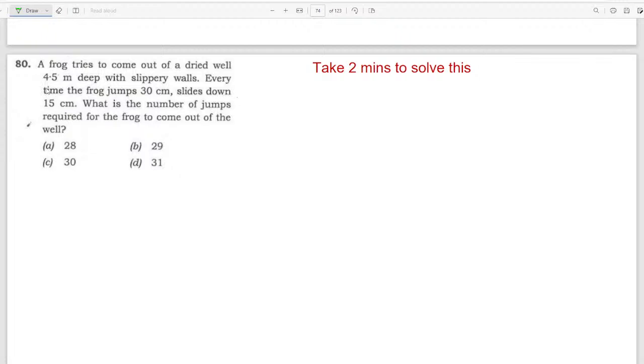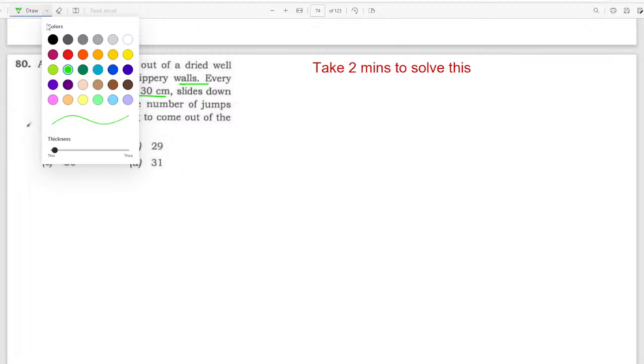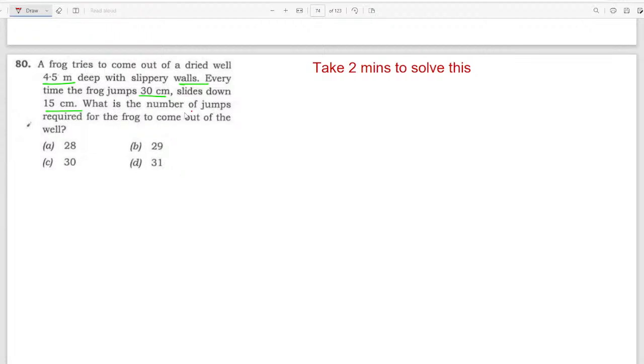So we'll see how to go about this question. They're saying that a frog tries to come out of a dried well 4.5 meters deep with slippery walls. Every time the frog jumps 30 centimeters, it slides down 15 centimeters. What is the number of jumps required for the frog to come out of the well? They've given that the depth of the well is 4.5 meters, and if I convert it into centimeters, it will be 450 centimeters.